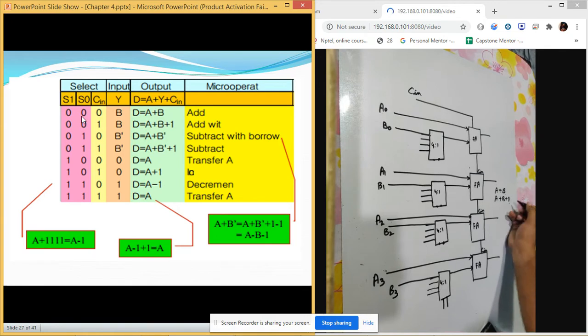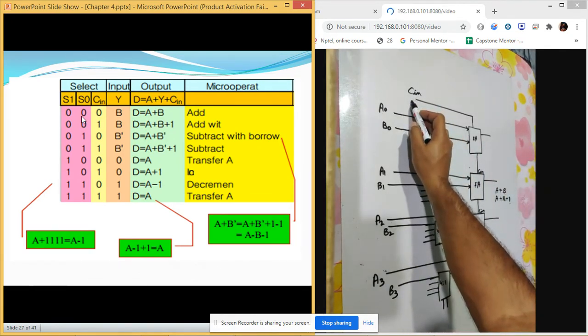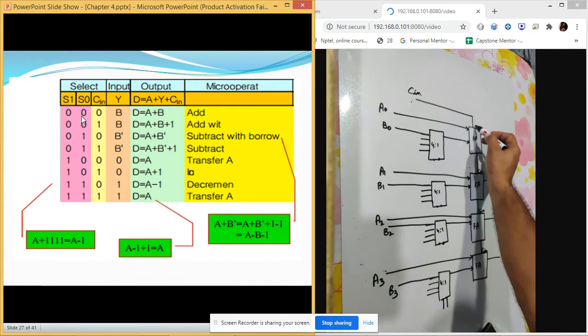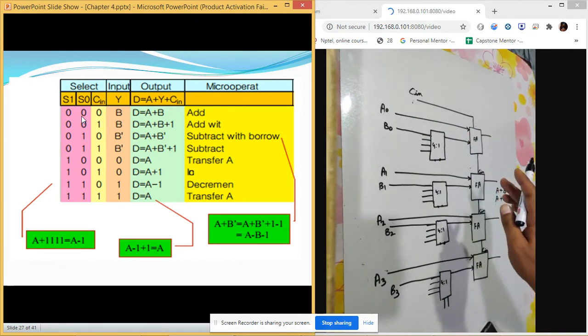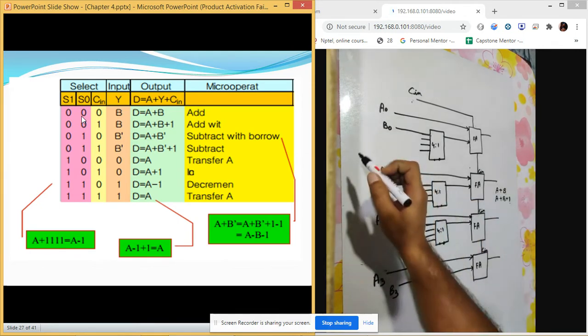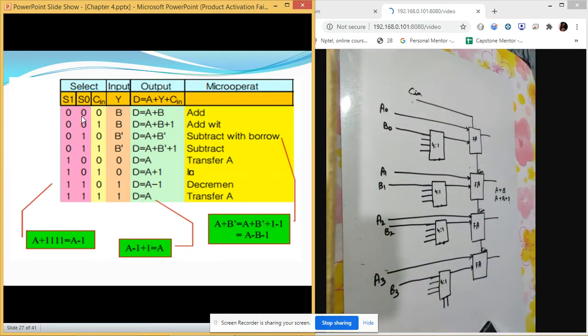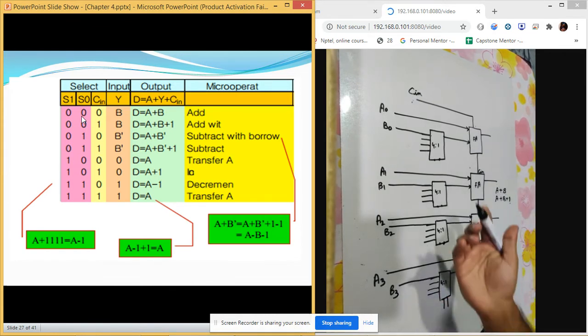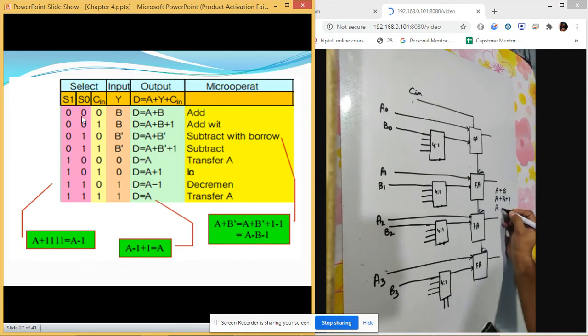Now why can we perform this? Because it is dependent upon the value of Cn. If we make this carry value equal to 1, then it will simply perform the add with carry, so it will perform that task. Now let us move to the next part. If we want to perform the subtraction, then our operation is A plus B bar, and we also have another operation which is A plus B bar plus 1.